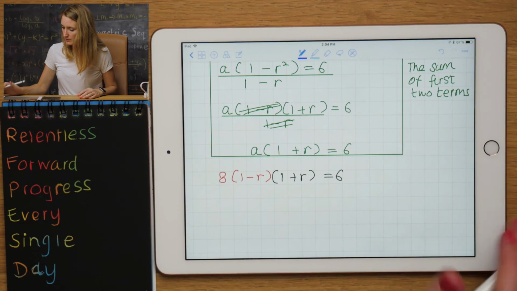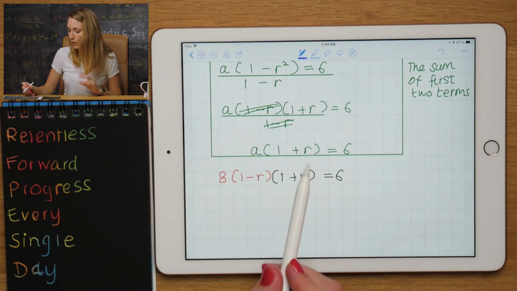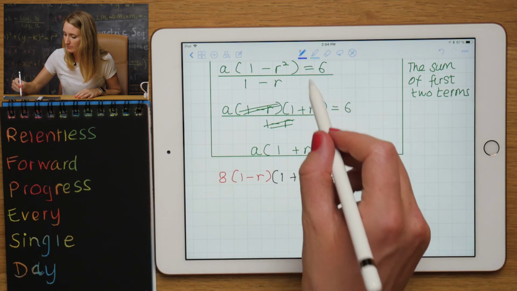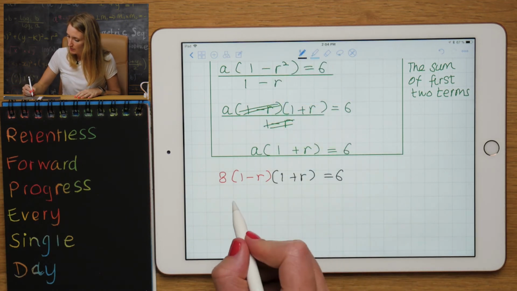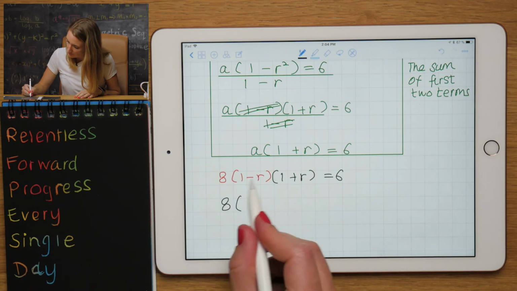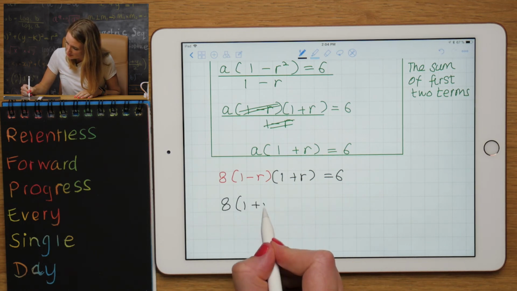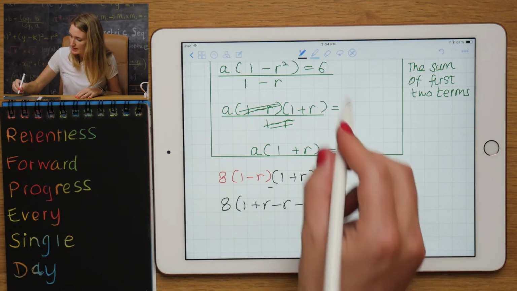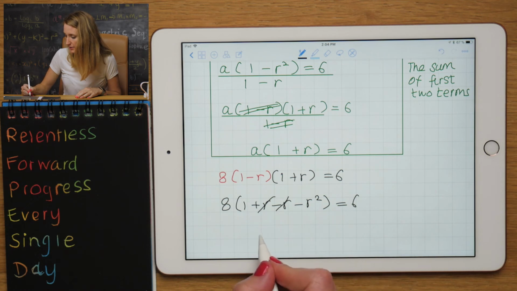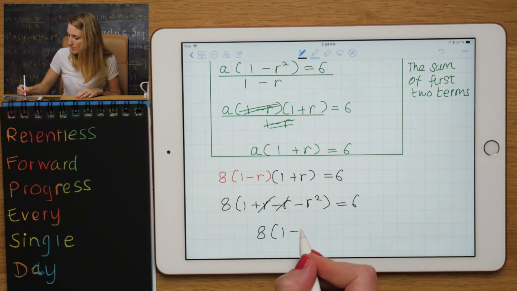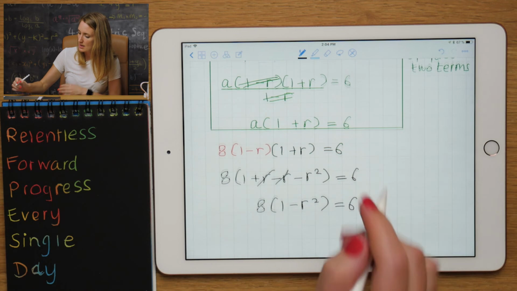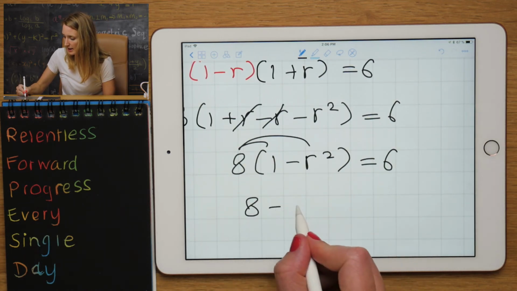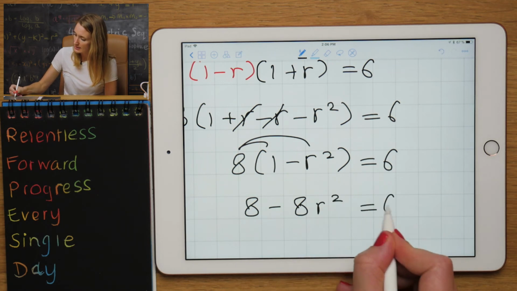Okay, so you substitute one into the other, or the second option is you make a the subject for both and let them equal each other. But I think that's probably a little bit harder. So you want to multiply out your brackets. 1 times 1 is 1, plus r minus r squared. These will obviously cancel out, and you'll get 8 times (1 minus r squared) is equal to 6. So we're going to multiply out that bracket. 8 minus 8r squared equals 6.